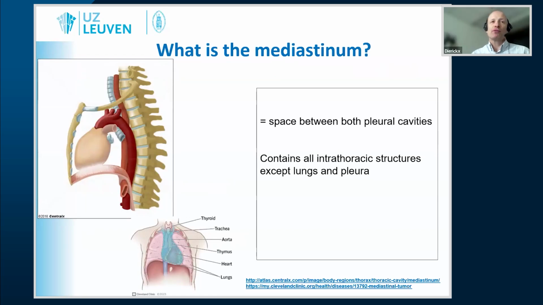So first, the most important question for mediastinal lymphomas is, of course, what is the mediastinum? Maybe you all remember from the lessons of anatomy that the mediastinum is the space between both lungs, or between both pleural cavities. It spreads from one pleural cavity to the other, and from above, from the thoracic outlet, to the diaphragm, and if you look at this point, from the sternum to the thoracic spine. The mediastinum contains all intrathoracic structures, except of course for the lungs and the pleura.